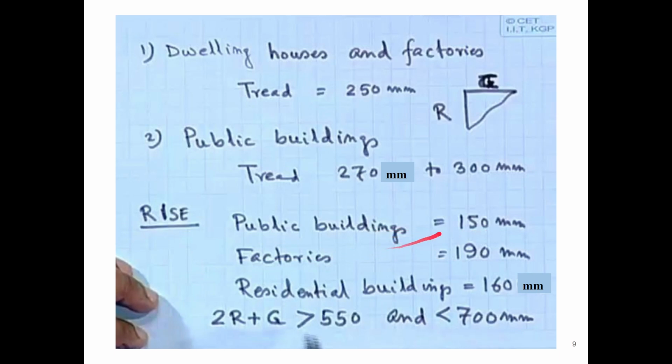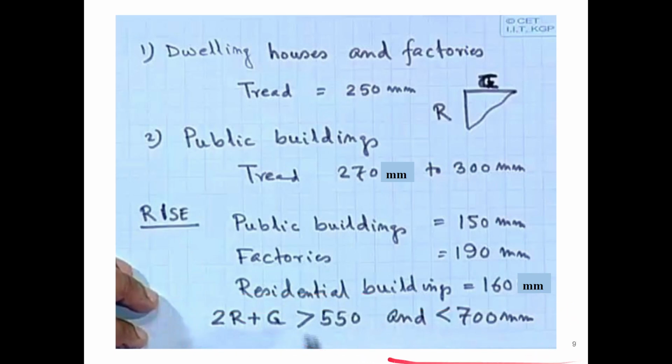Because there will be influx and outflux of a lot of people, it should be as smooth and efficient as possible. So lower is the rise, better it is for movement. It should be 150 millimeter in the case of public buildings, 190 for factories, and 160 mm for residential buildings respectively. And after taking these values, it should also obey these equations.